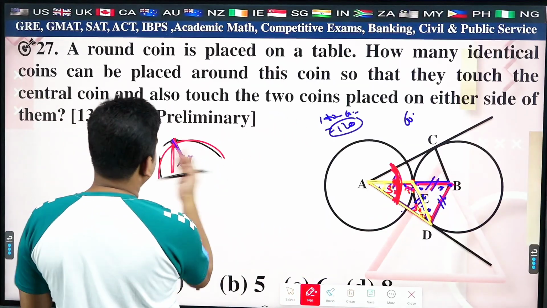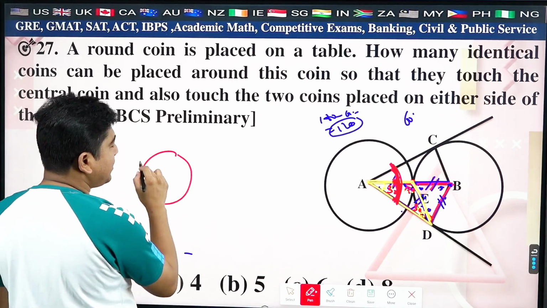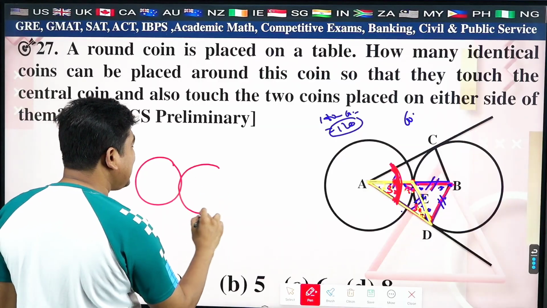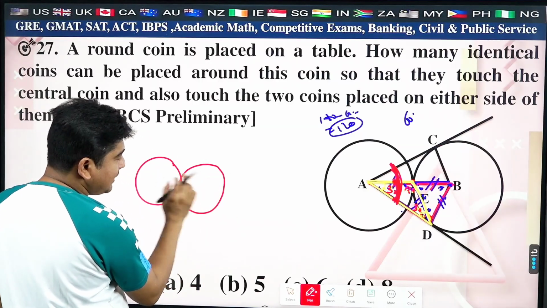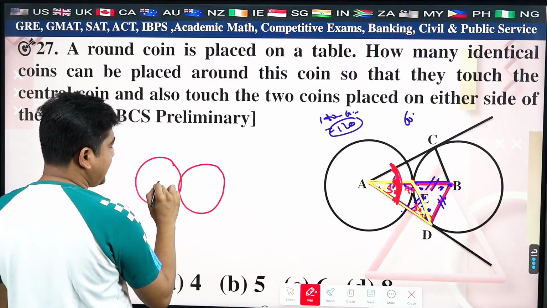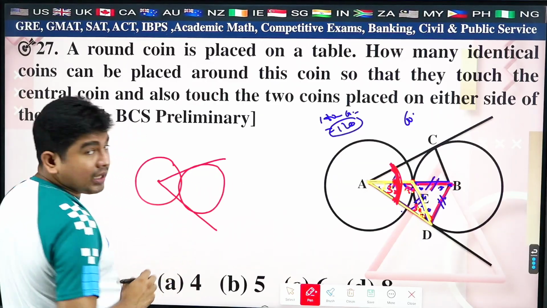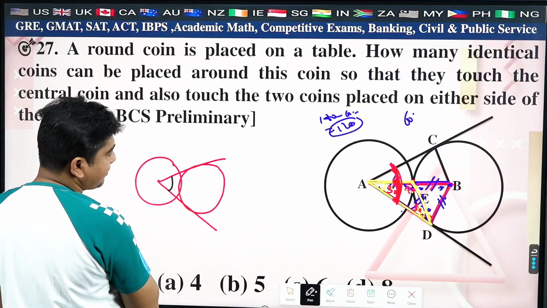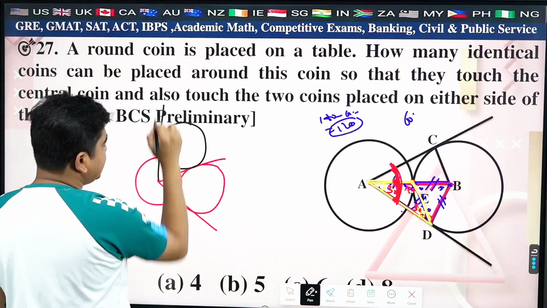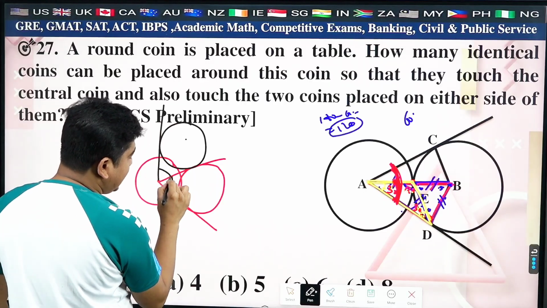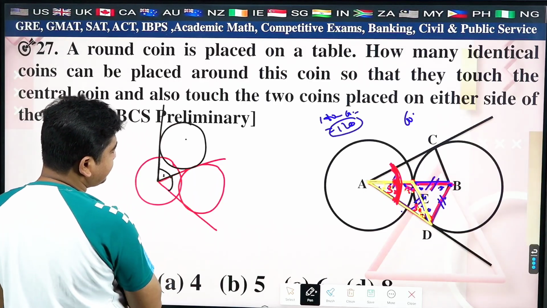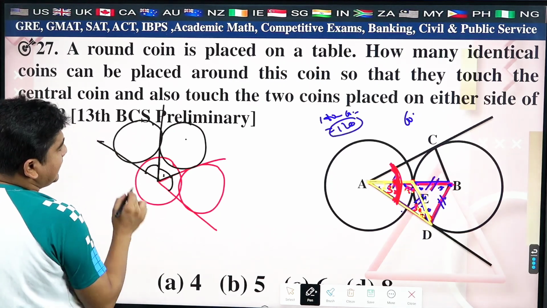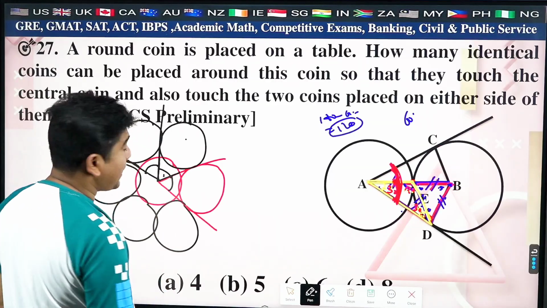Okay. If you draw a circle, or if you place a coin on a table, if you place another coin at its side, then this coin will take the two tangents and make the angle. This angle will take 60 degree. Similarly, if you draw another circle, this circle will make another 60 degree angle in its center. If you draw another circle, this circle will make another 60 degree.